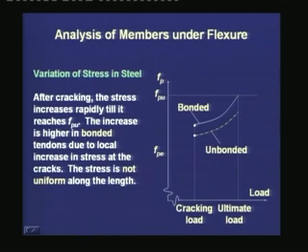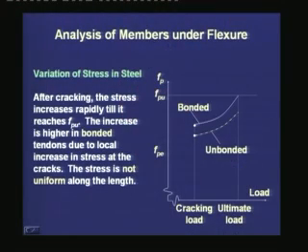After cracking, the stress increases rapidly till it reaches Fpu. After cracking, as I said before, the behavior of a prestressed concrete member is very similar to reinforced concrete, and the stress in the steel increases quite rapidly till it reaches the ultimate value. The increase is higher for bonded tendons due to local increase in stress at the cracks.